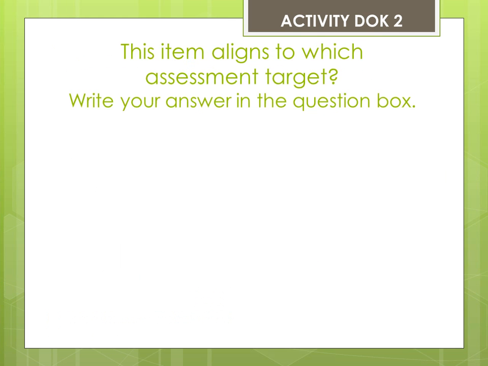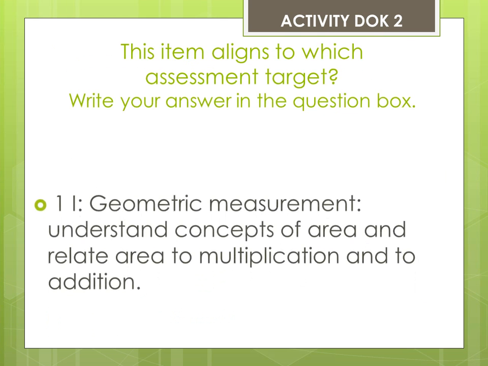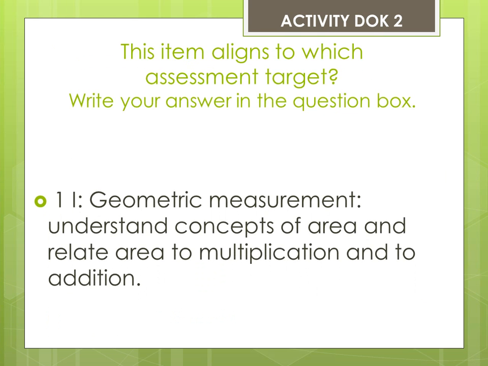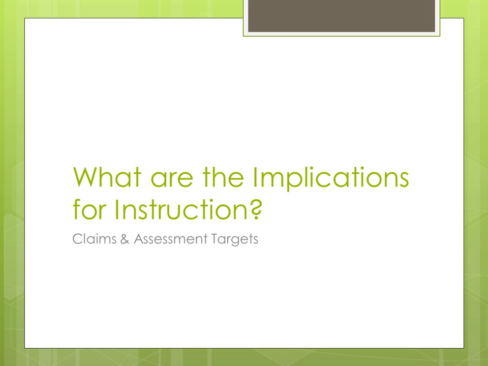So when we aligned a claim to this item earlier, the primary claim was claim 1, and then if you went back to claim 1 under the 3rd grade, you would discover that assessment target I is the correct assessment target for this item. We didn't have a primary claim, so we don't need to worry about that.